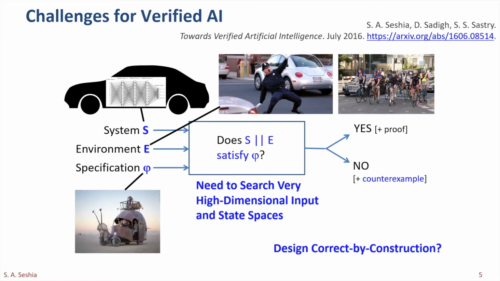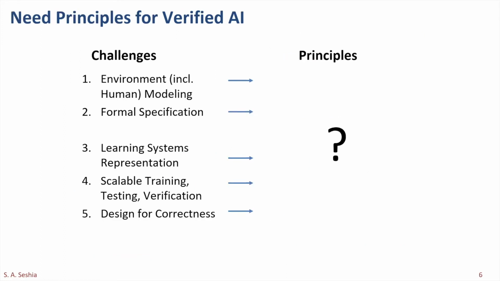So these are the sort of 5 challenge areas that we characterize in this paper. The first being environment modeling, which includes modeling human behavior. The second being formal specification. The third being how do you model and represent these learning systems. The fourth being how do you scale up verification as well as design tasks like training and testing components. And finally, how do you do design for correctness?